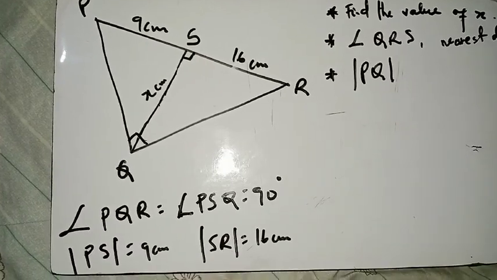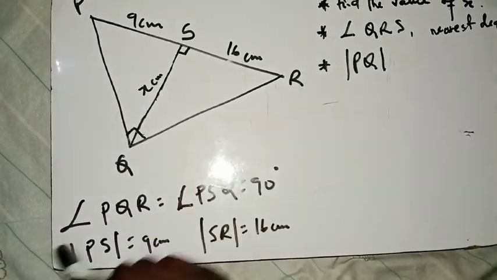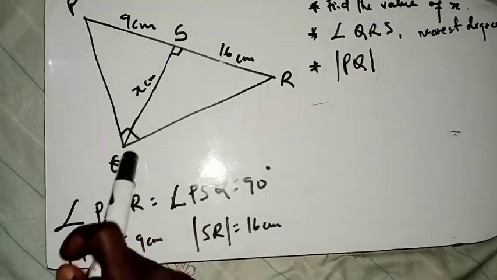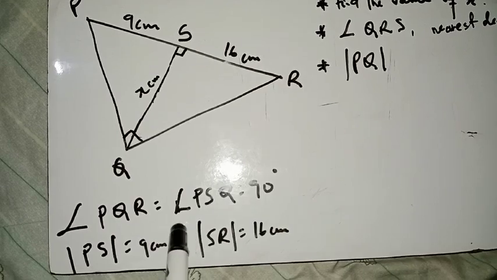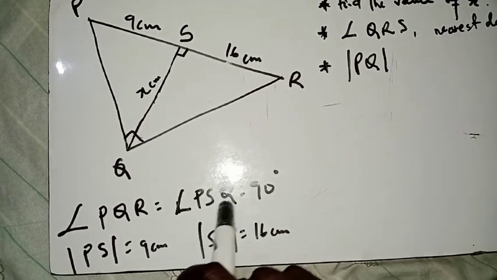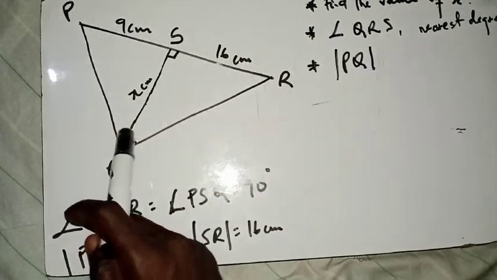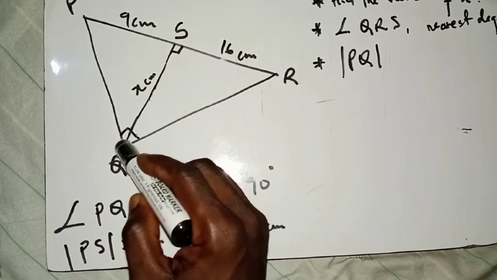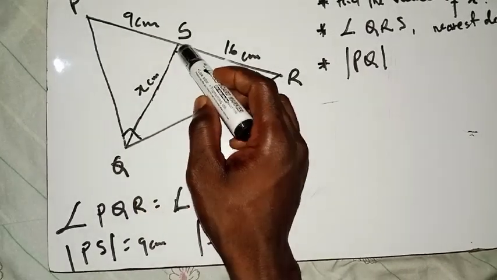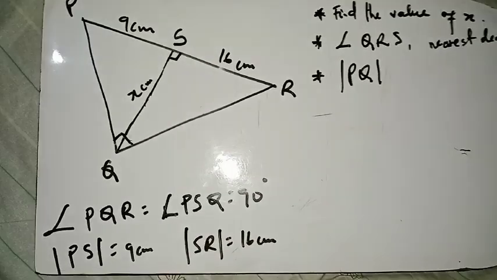So what information do we have? We have this angle here, PQR. Remember, the angle is always at the middle. So angle PQR is going to be equal to angle PSQ. Meaning that you can see this symbol here, this particular angle is 90 degrees, and then the angle here is also 90 degrees. That is exactly what this information is saying.